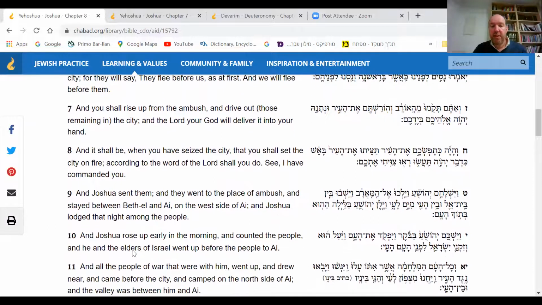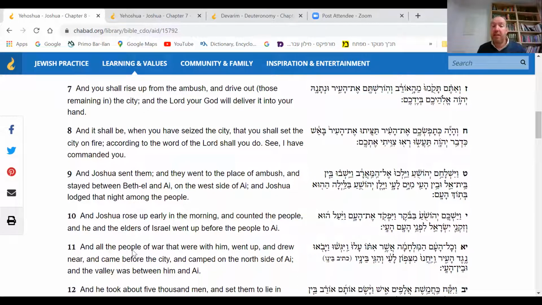So this is the command to destroy the city, to set it ablaze on fire, is emphasized, and doubly once as the command of God, and also buttressed by Joshua saying, I have commanded you, perhaps as a difficult act to do. It needs an emphasis from this double perspective of God and Joshua.